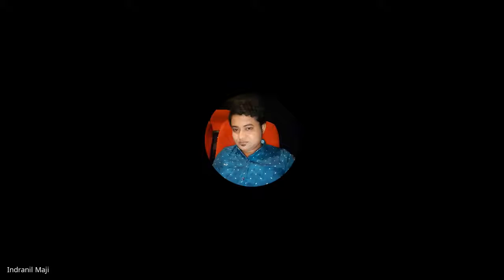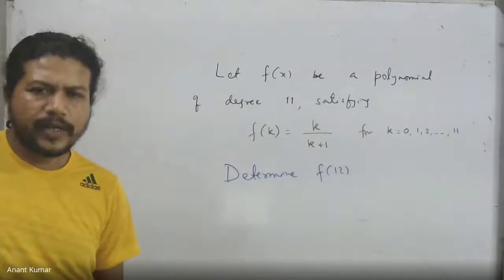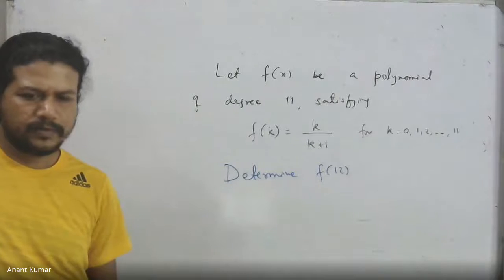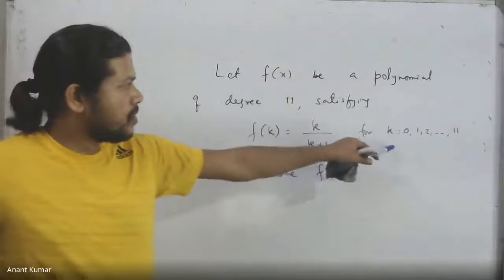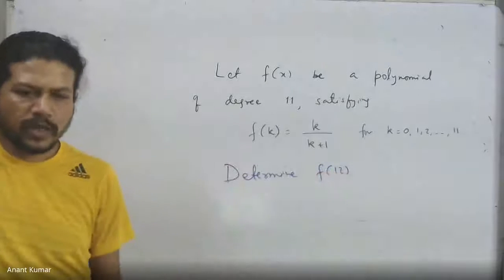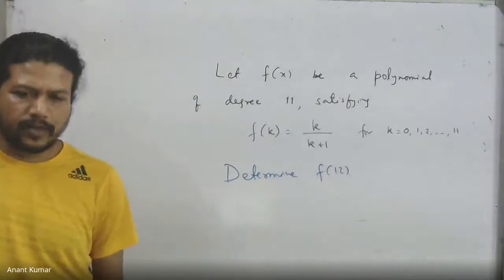What have you written for k? Can you please read it out? 0, 1, 2 till 11. Okay, this is from 0, 1, 2 till 11. For those numbers only, this is being satisfied. It is not an identity actually.